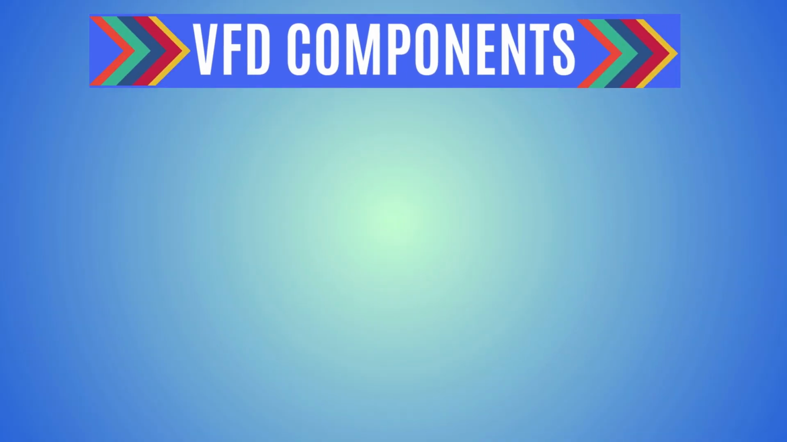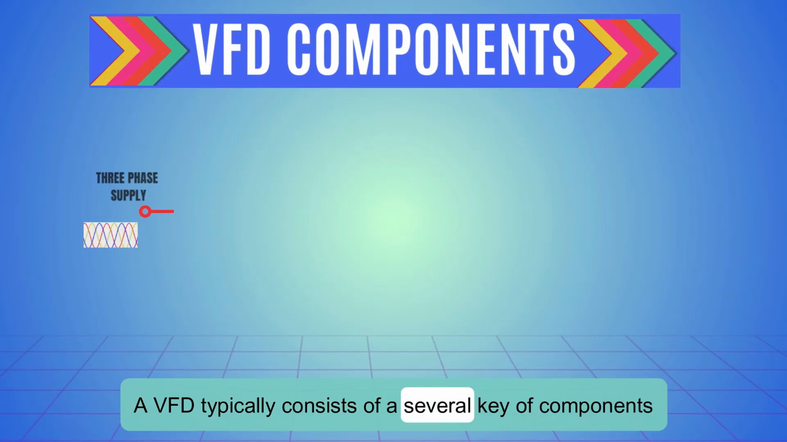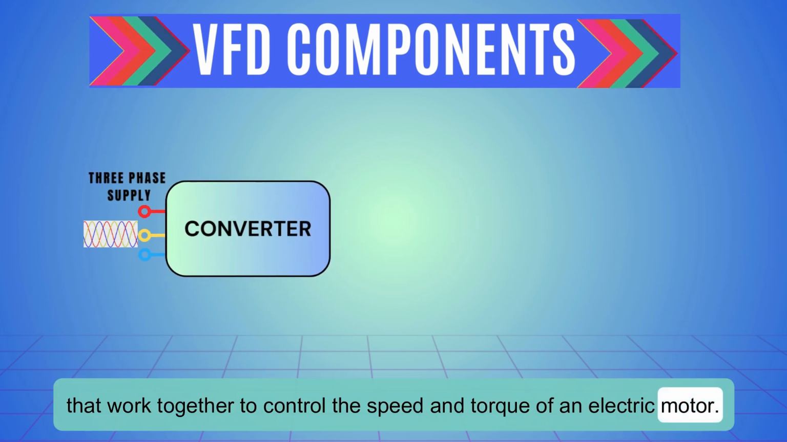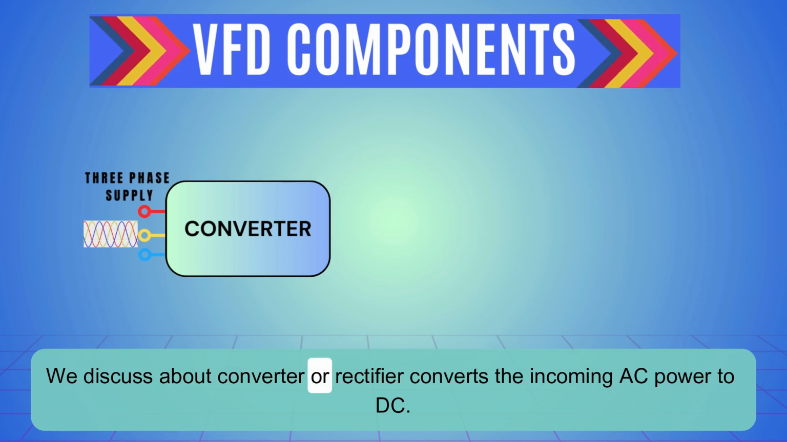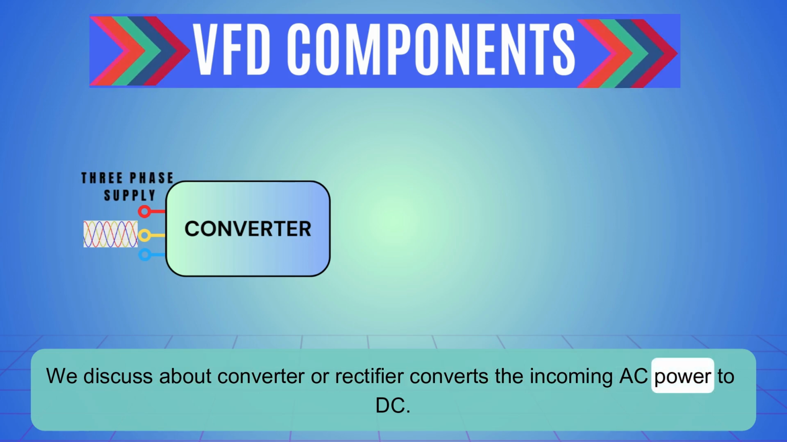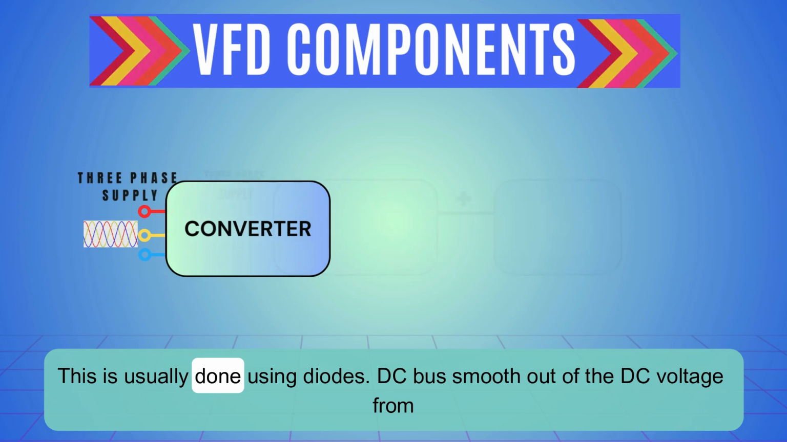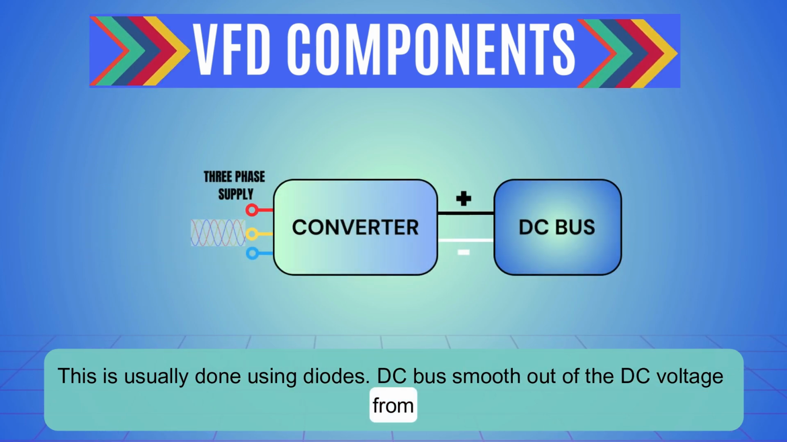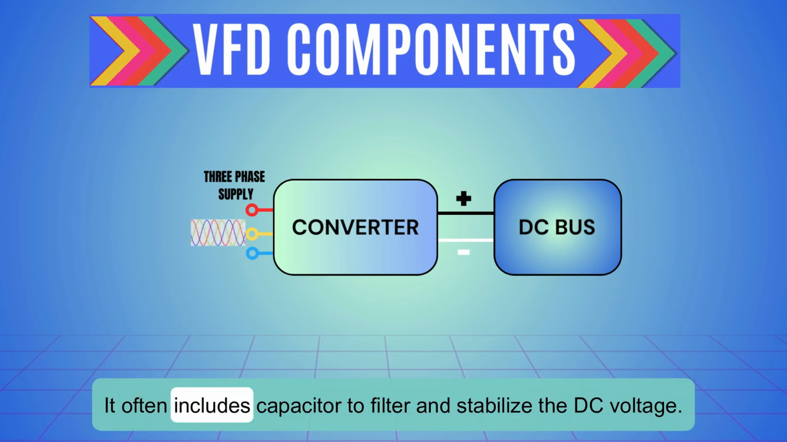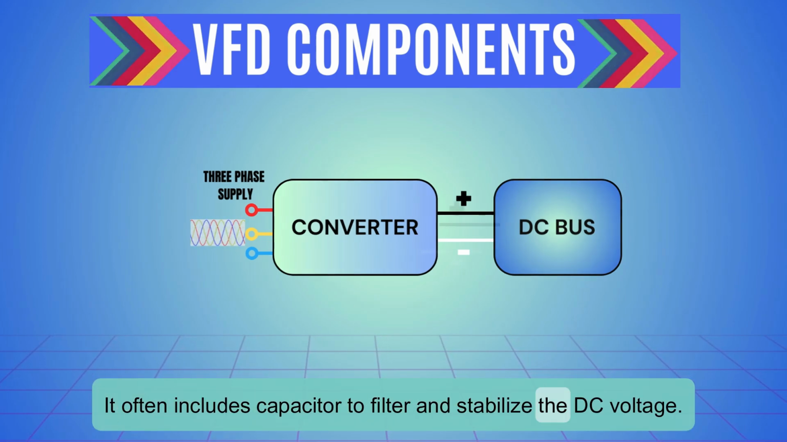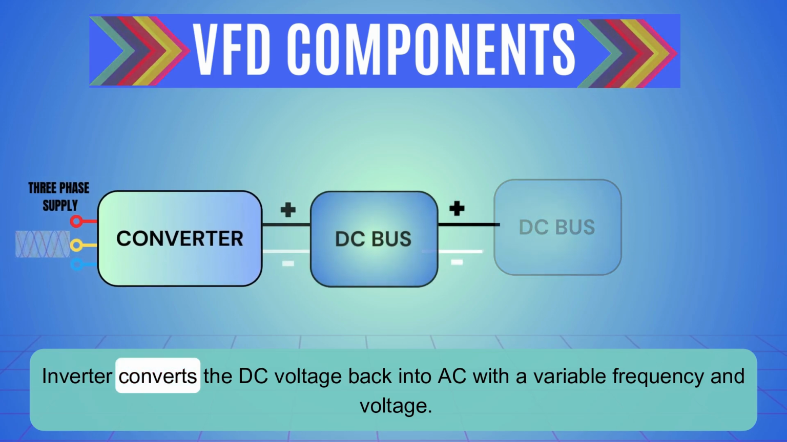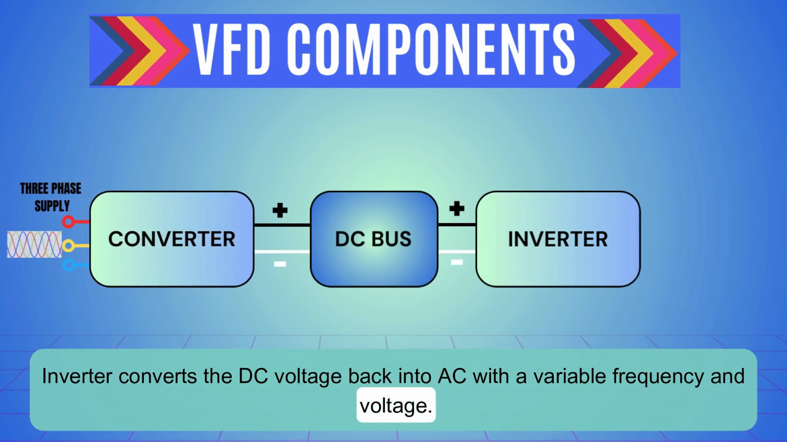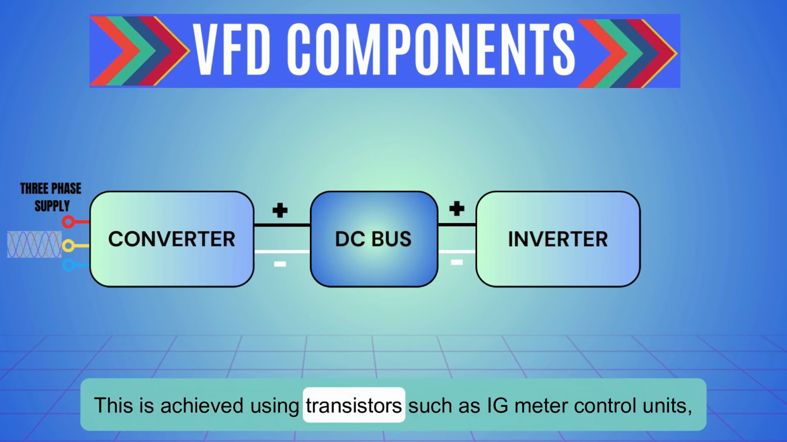VFD components. A VFD typically consists of several key components that work together to control the speed and torque of an electric motor. We discuss the converter or rectifier, which converts the incoming AC power to DC. This is usually done using diodes. DC bus: smooths out the DC voltage from the rectifier. It often includes capacitors to filter and stabilize the DC voltage. Inverter: converts the DC voltage back into AC with a variable frequency and voltage. This is achieved using transistors such as IGBT.